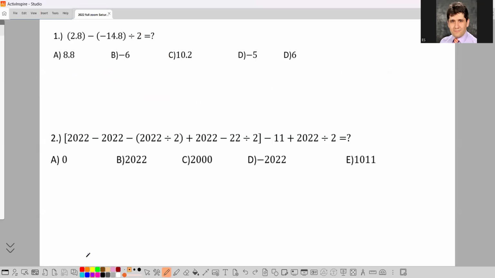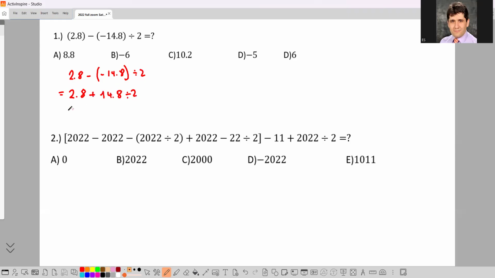Let's see. So we have 2.8 minus negative 14.8 divided by 2. Obviously, the first operation here would be division. Because of bad math rules, we know that brackets, we don't have brackets here. The ones that we see are just separating positives and negatives. So we don't have operations inside brackets. Exponents, there is no exponent, so division. Meanwhile, we can also get rid of this negative times negative, which makes it positive.